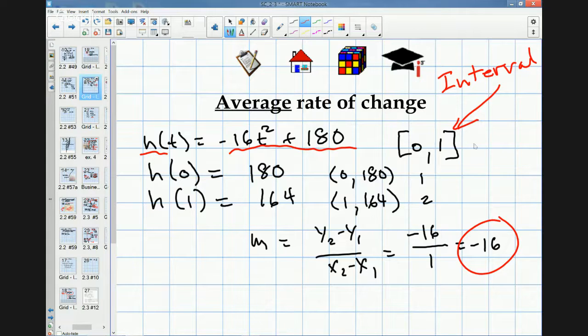As we were to find the average rate of change over the interval from 0 to 1, all we did is find the 2 points. When x is 0, y is 180, so there's our first point right here. And then when t is 1, that gave us negative 16 times 1, negative 16 plus 180, which is 164. That gave us the second point, and then we just did the slope. We came up with an average rate of change of negative 16. Remember, this was a falling object, and so the negative indicates gravity's effect pulling it downward. Okay, so we did that.